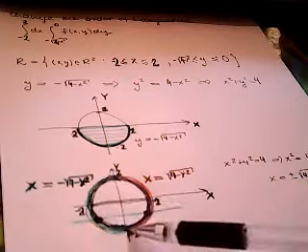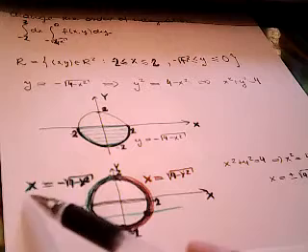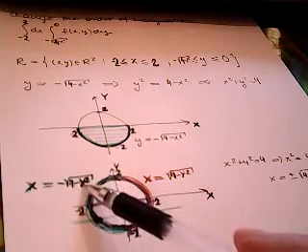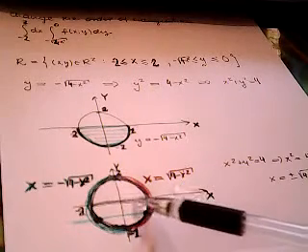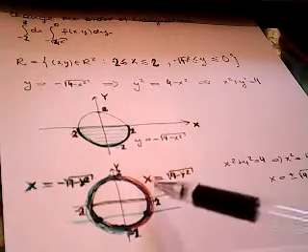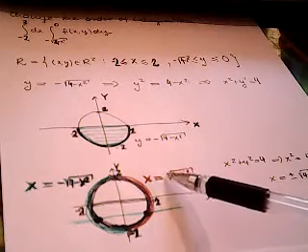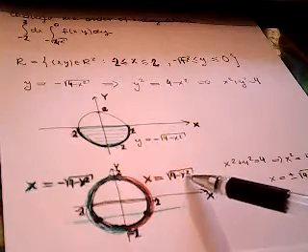This curve has non-positive x. Because of that, x equals minus the root square of 4 minus y squared. This curve has non-negative x. Because of that, x equals plus the root square of 4 minus y squared.